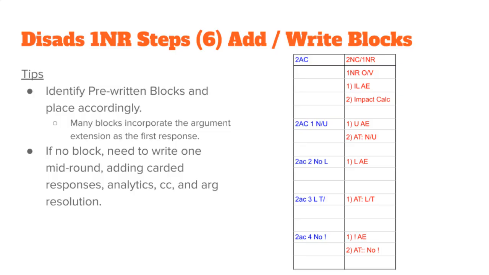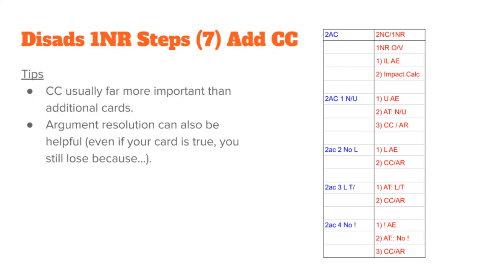So we've done those steps. Note, I didn't have a block for the no link, so I might have to write an AT myself, or the link extension is good enough to answer the no link. After that, we add our card comparison. So we're going to go through each spot and put card comparison and argument resolution on each one.